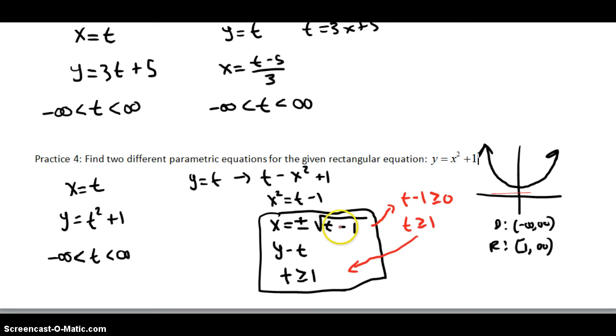Well, we've got a square root, so we're going to have a restriction on t because we can't have a square root of a negative. So we set that inside of the square root greater than or equal to 0. So we get the restriction t has to be greater than or equal to 1. And that should make sense because, let's make this an equal sign. If y is equal to t, if we think about our graph, this parabola is, the y values are 1 or above. So t should be 1 or above, which this restriction makes happen.